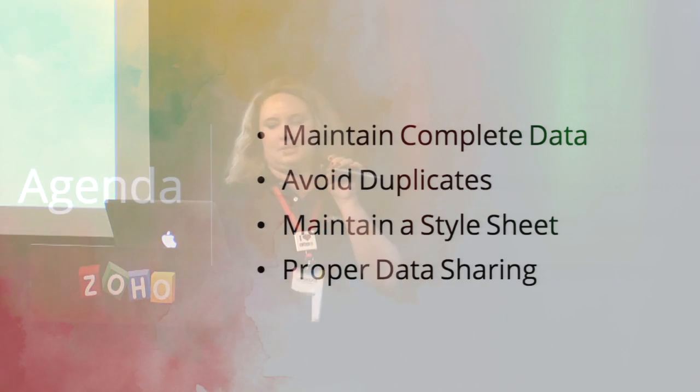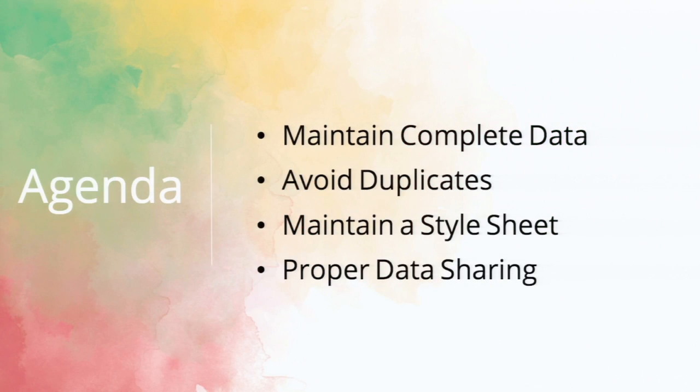So that takes us into our agenda. First of all, I'm going to talk about ways to maintain the most accurate database that you can. Talk about getting rid of duplicates or avoiding duplicates altogether from coming into your system. Maintaining a style sheet, a sort of organized way that everybody enters data into the system. And then finally, we'll talk about how setting up the proper sharing, hierarchy, and settings can actually also help prevent issues with bad data in your CRM too.